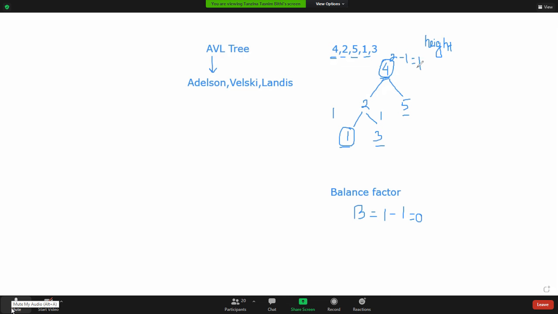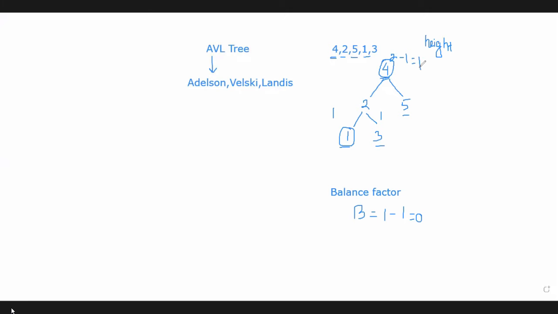1. That means for this entire tree, the balance factor is 1. The balance factor of a tree is actually the balance factor of the root node. Okay, so for this node 2, the balance factor was 0. For these nodes 1, 3, 5, what is the balance factor? 0. But for the root node, the balance factor is 1.